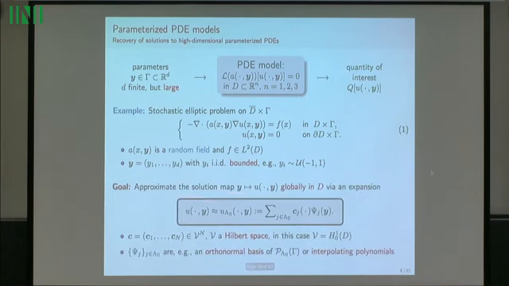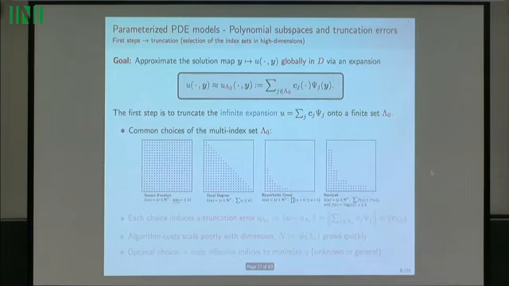But the goal here is to approximate the solution map y maps to u of y globally in D by an expansion of this form, where I have this vector C, C1 to Cn, which is actually a vector of Hilbert-valued functions in the space V, which in the case of the stochastic elliptic problem would be H01. And we're going to expand within an orthonormal basis, or we could also look at interpolating polynomials, but for this talk we'll just focus on the orthonormal basis case.